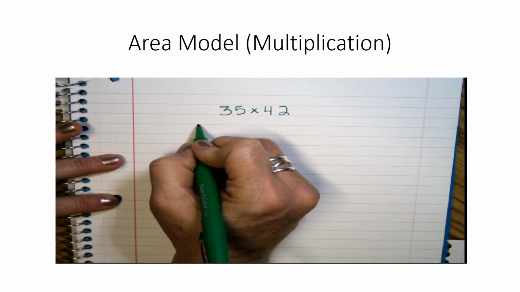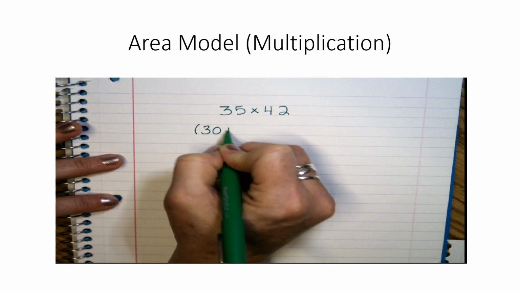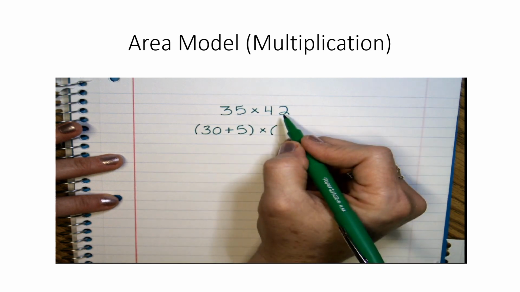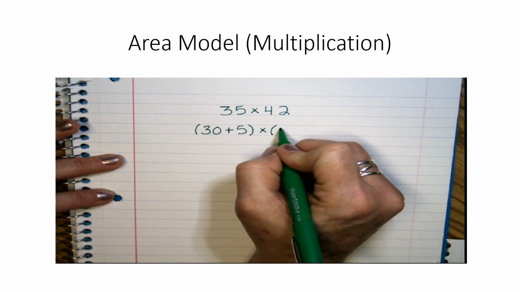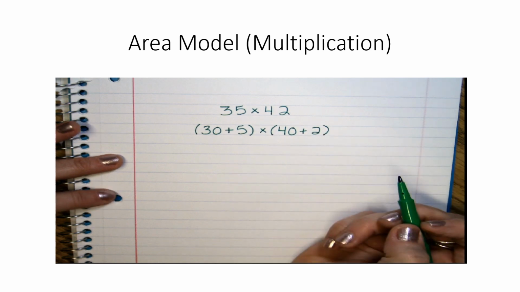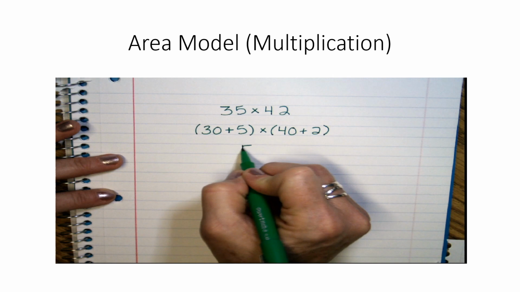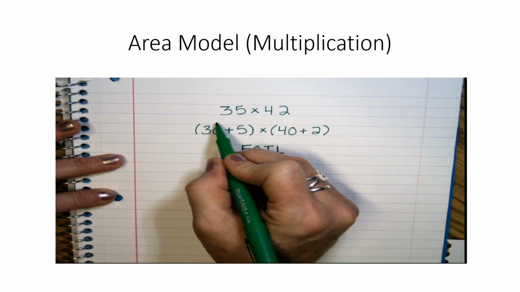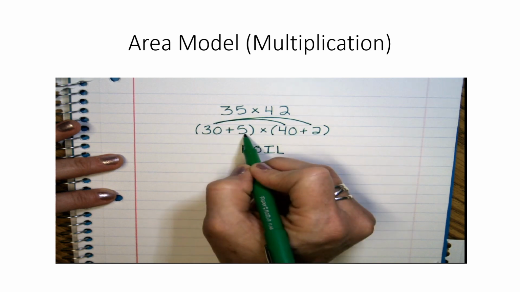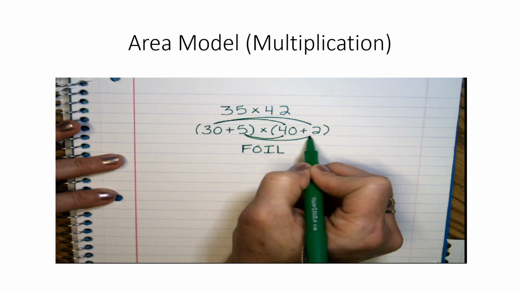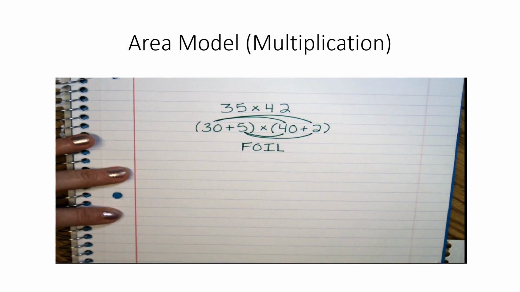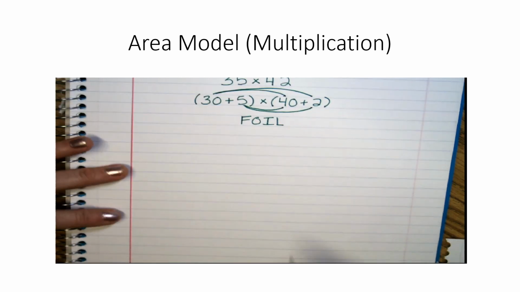So 35 would be the same as 30 plus 5, and then we could multiply that by our second number, which is 42. And we're going to put that in expanded form too: 40 plus 2. Now, when I was in school, we called this the FOIL method because what we were basically doing was multiplying the first numbers, the outer numbers, the inner numbers, and then the last numbers. The area model is just a simple way for fourth graders to organize that same information.